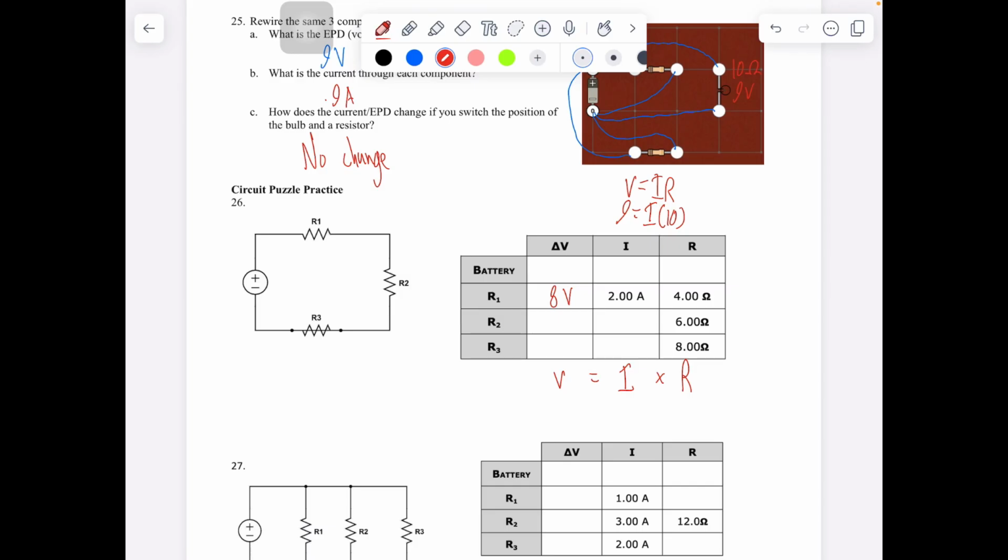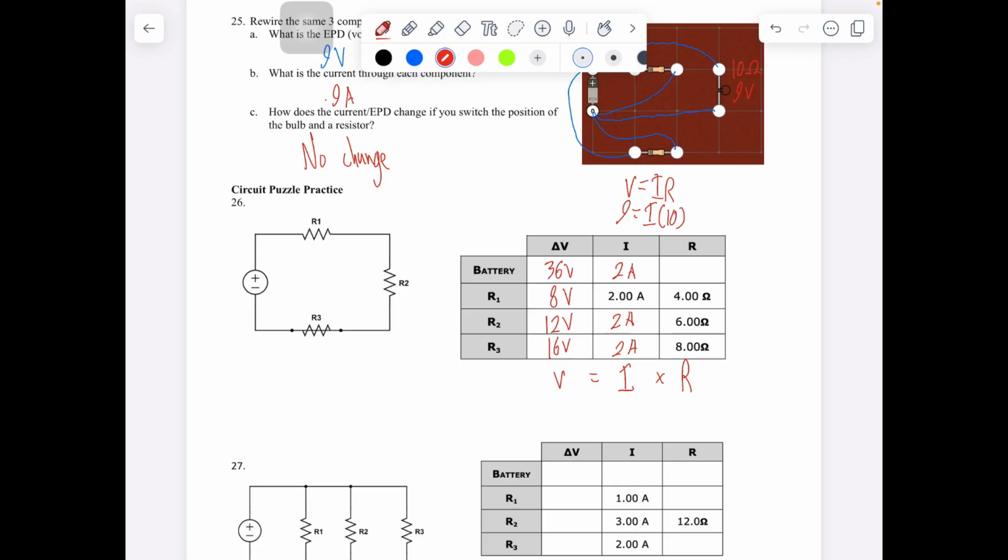We know, since this is in series, all the currents have to be the same. They're all 2 amps. There's no junction for it to split at. So 2 times 6 gives us 12 volts. 2 times 8 gives us 16 volts. If we add all of these up, 8 plus 12 plus 16, we get 36.